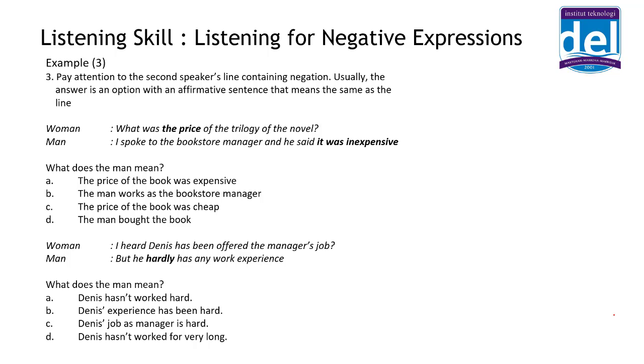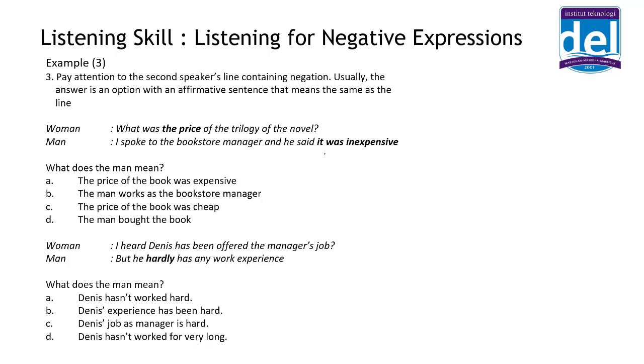Now, the last strategy for listening for negative expression is we're going to focus on the second speaker's line that contains negation. Usually the answer is an option with an affirmative sentence that means the same as the line. But you also need to pay attention to the double negative or the almost negative form as well. The first one, for example, there's a script over here. What was the price of the trilogy of the novel? Oh, I spoke to the bookstore manager and he said it was inexpensive.